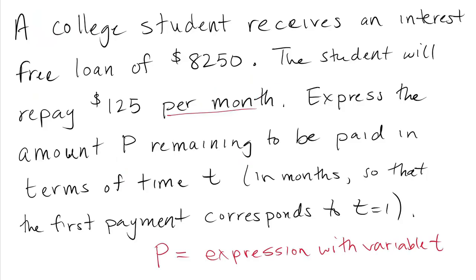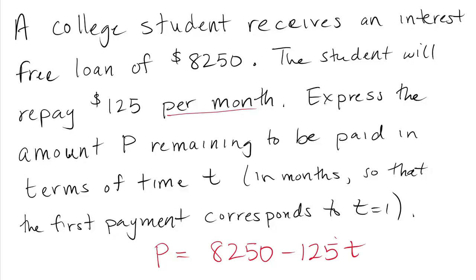A lot of people can come up with this equation without having to think of it in terms of these nerdy rules. I can see a lot of people jumping straight to the answer by just saying, well, I'm starting with $8,250 and I'm subtracting $125 as each month goes by and coming up with the equation in this format. And there's nothing that says that we have to write the equation in a specific way, so this would be a perfectly fine answer.